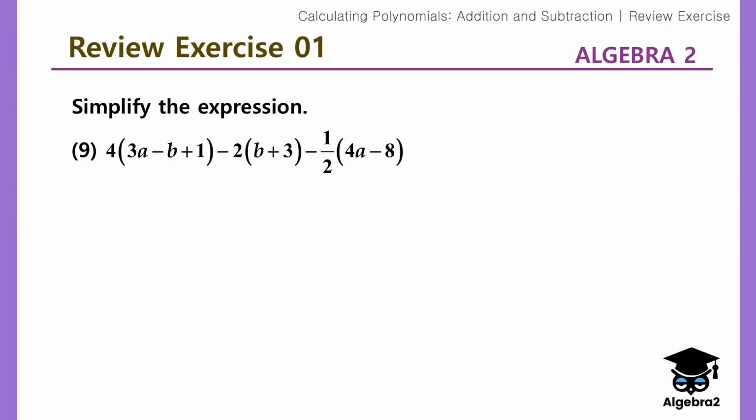Number 9, let's solve the parentheses. So 4 times 3a, 12a. 4 times minus b, minus 4b. 4 times 1, plus 4. Minus 2 times b, minus 2b. Minus 2 times 3, minus 6.